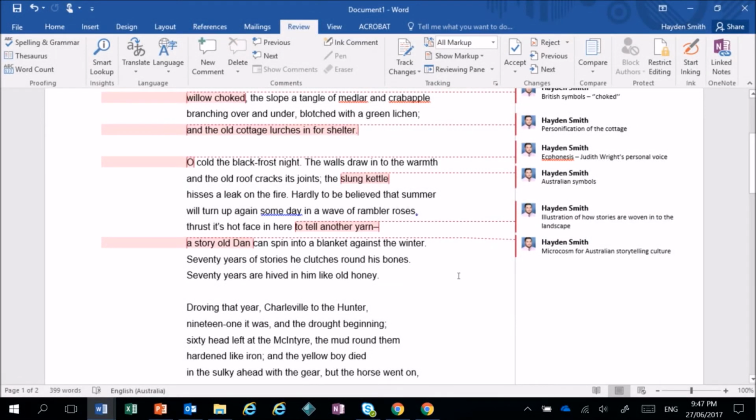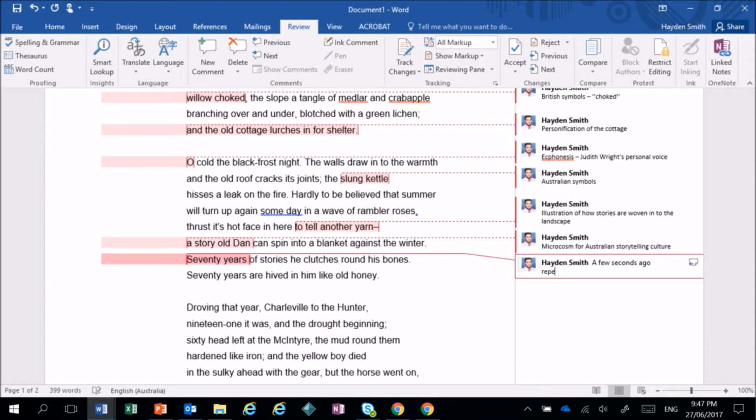Yeah, so I think that's quite significant that not only is it the stories of old Dan that we see a representation of Australian storytelling culture, but also that it's a big part of the landscape. That's a big part of how we understand our sense of place. And the following two lines there with that repetition show that sense of time and time passing.